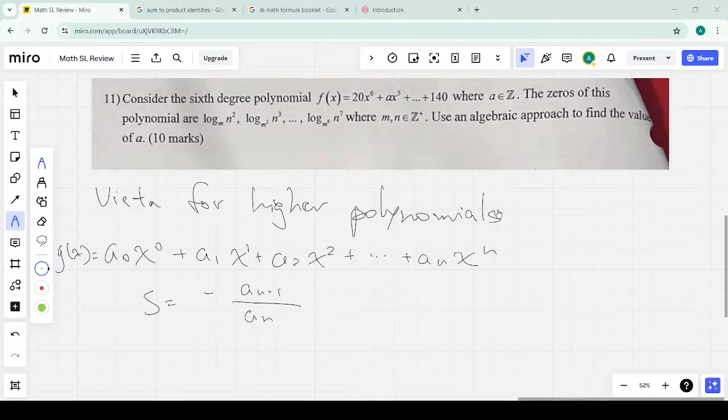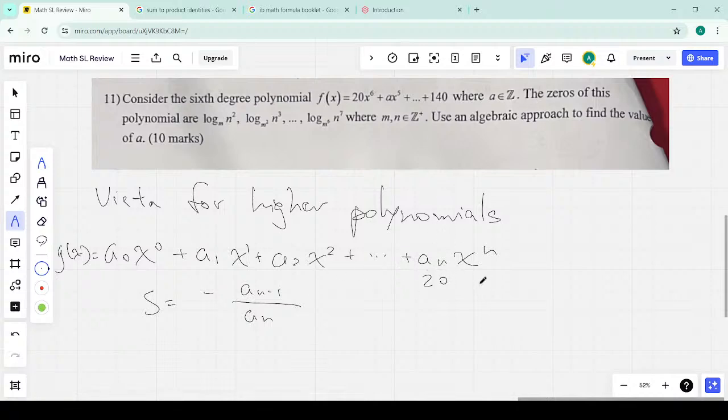I thought you do a bunch of logs, change base, and then cancel. Yeah. So in this question, you definitely want to change the base, because in the end, from this, you can express the sum of the roots, right? Using that.